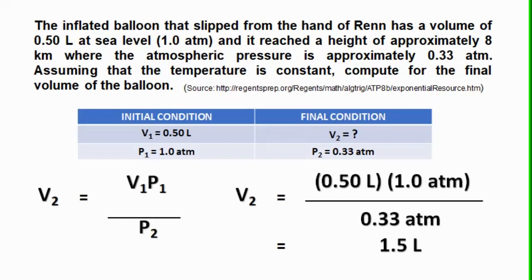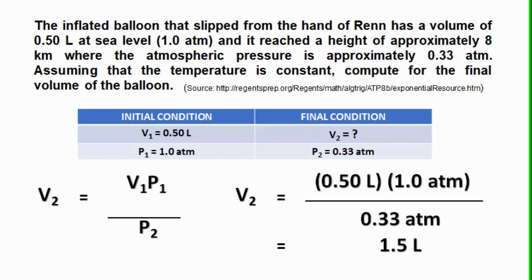Let's compute for the numerical value of the final volume by substituting the given values to this equation. V1 times P1 is equal to V2 times P2. V2 then is equal to V1 times P1 all over P2. So, V2 is equal to 0.5 liter times 1 atmosphere divided by 0.33 atmosphere. The answer is 1.5 liters.